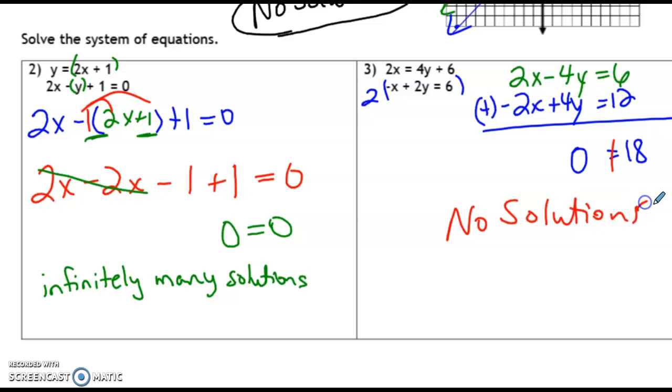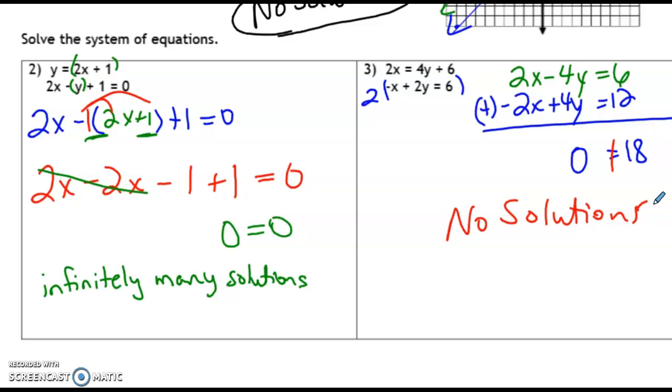Okay, so you're going to get no solutions if your x's and y's cancel, but your two values are not equivalent. And you're going to get infinitely many solutions if your x's and y's cancel, but you get the same answer on both sides: 0 equals 0, or 3 equals 3, that sort of thing.